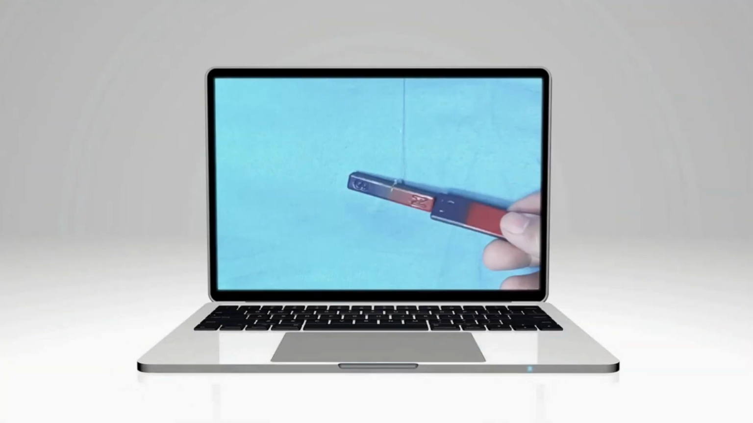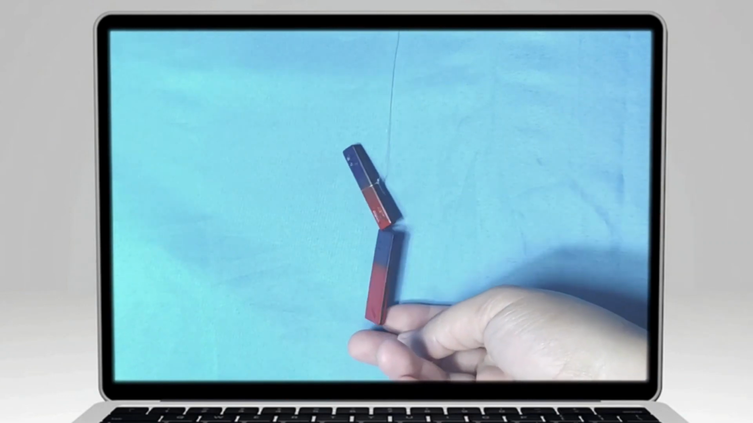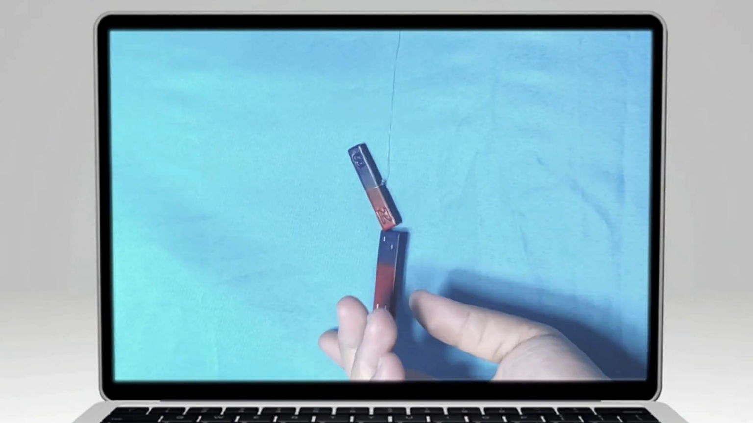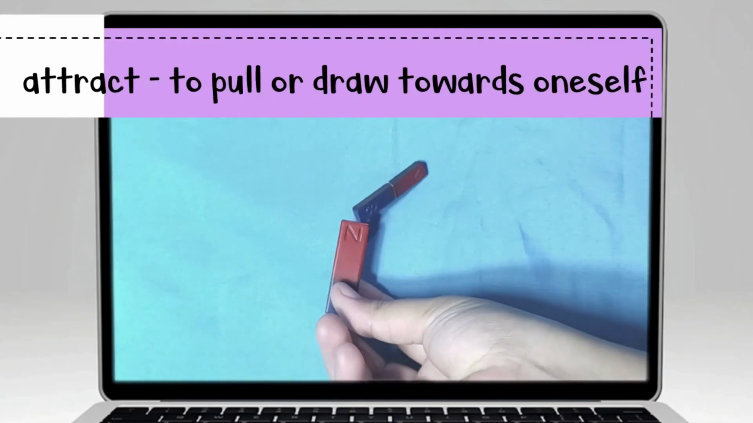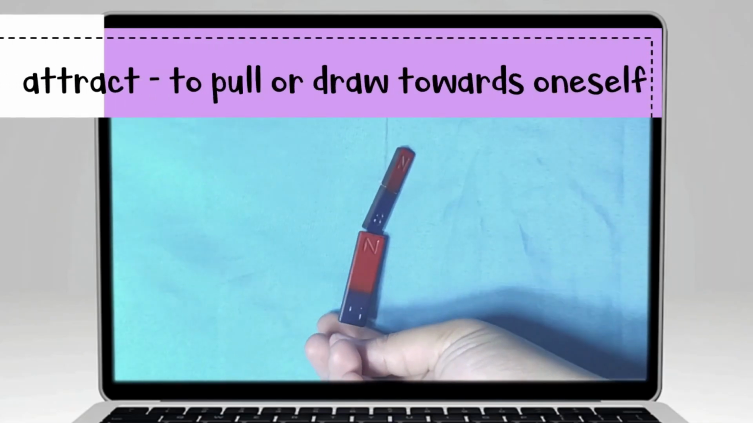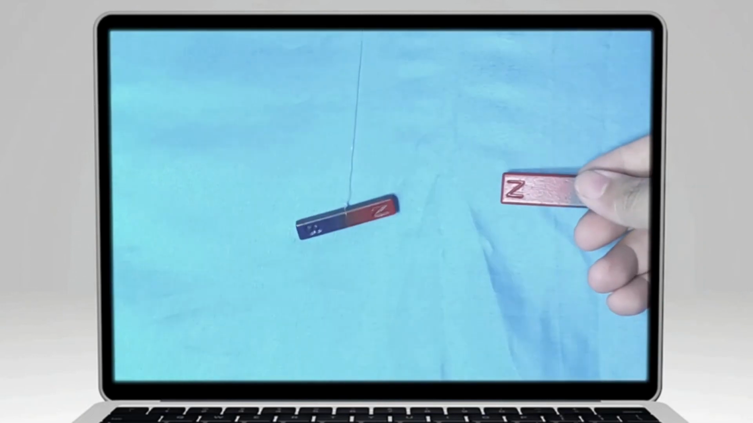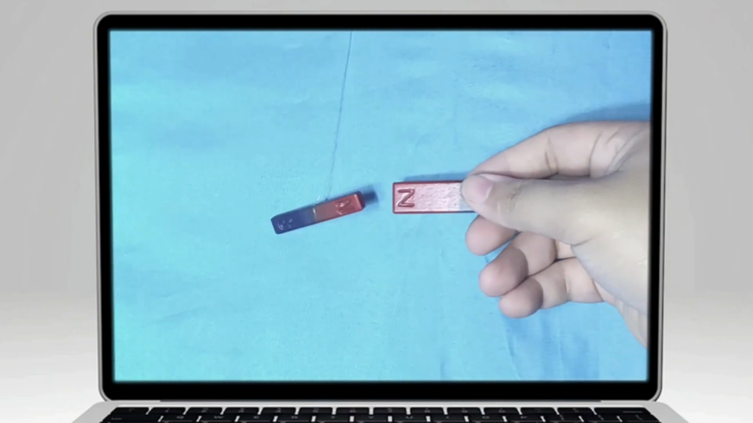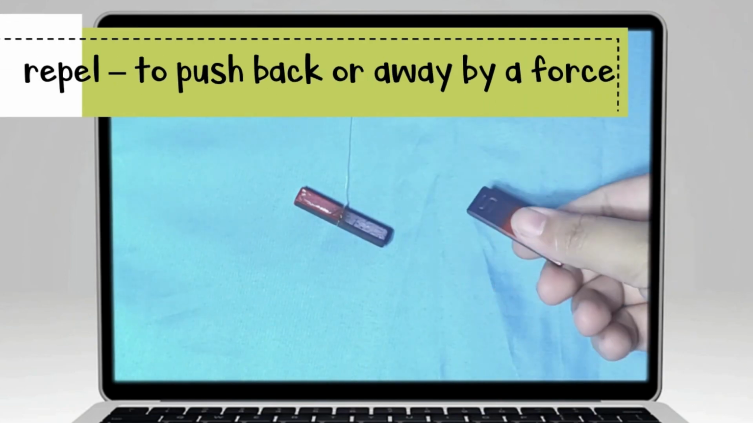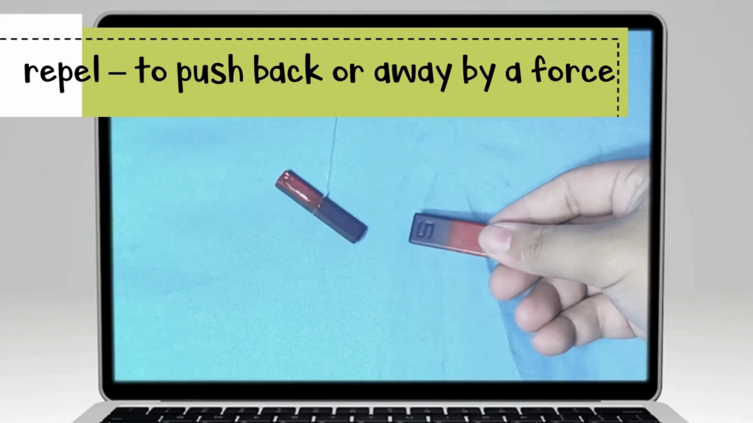As you see here in the video, when placed near each other, unlike poles of two magnets attract each other. Attract means to pull or draw towards oneself. While like poles repel or push each other. Repel means to push back or away by force.